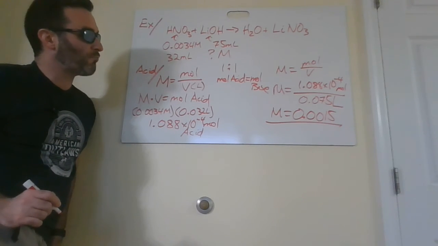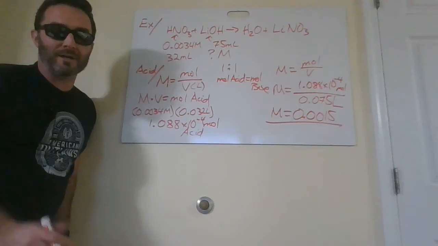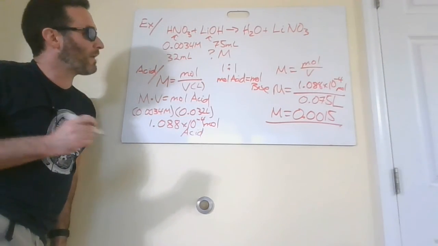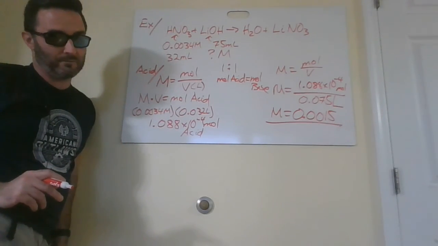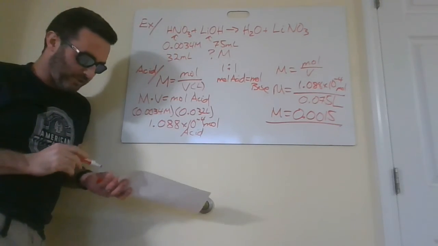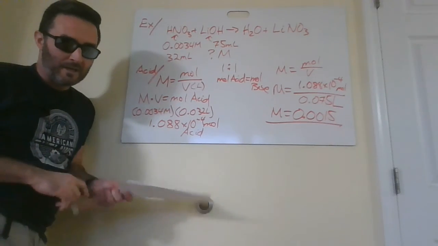And this way, when you do it, you're not just plugging numbers into a formula and saying, oh yeah, MV equals MV. You're saying, wait a minute, I understand how the equation is related to each other. You're actually doing a little bit of stoich and saying moles equal moles. I'll show you a second example, and we're good to go.